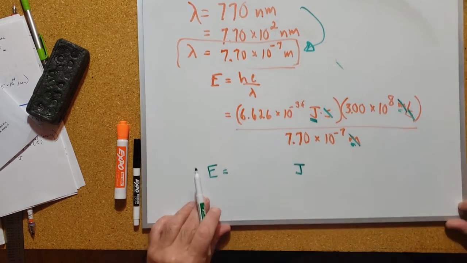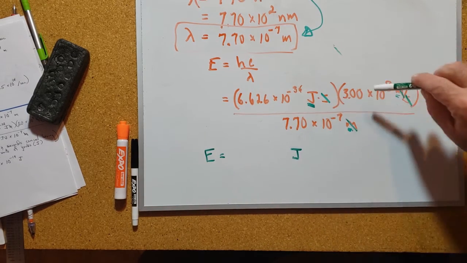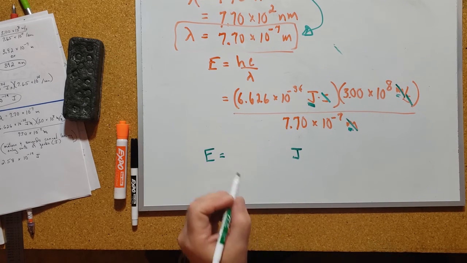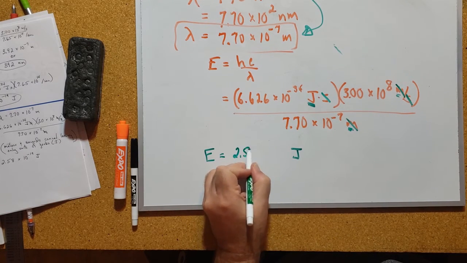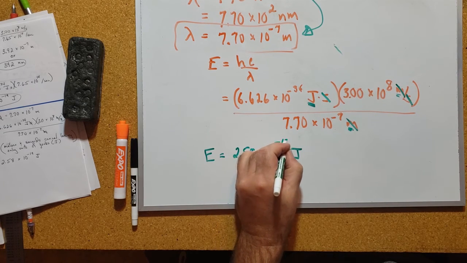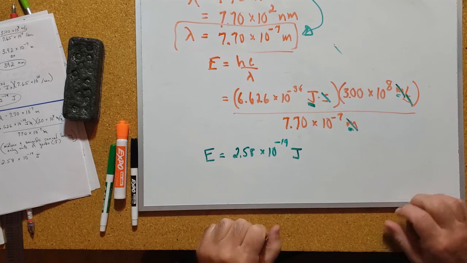And so, going and putting these 3 numbers in our calculator, we will get an answer of 2.58 times 10 to the minus 19 joules. And that's it for number 5.